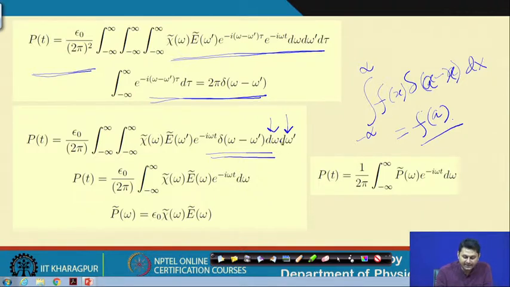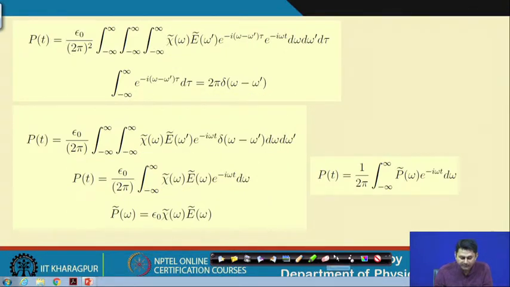So, if I do that, we find this term does not depend on omega prime, so this term will remain the same. E tilde was depending on omega prime, so it will be this one, and because of the presence of the delta function, E tilde of omega prime will remain E tilde of omega after integration. So, finally, what we have for P(t) is this quantity.